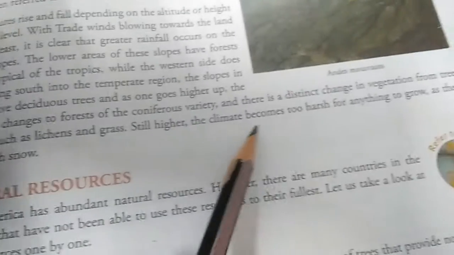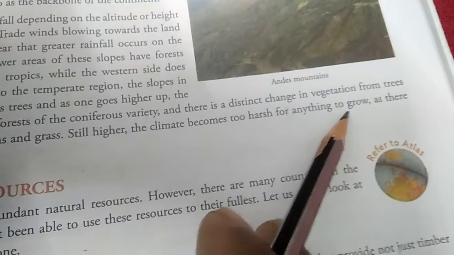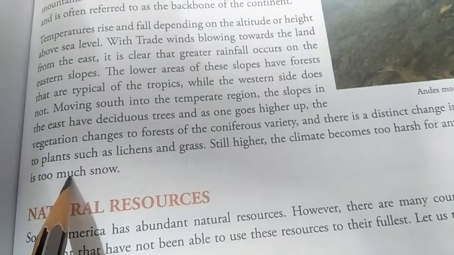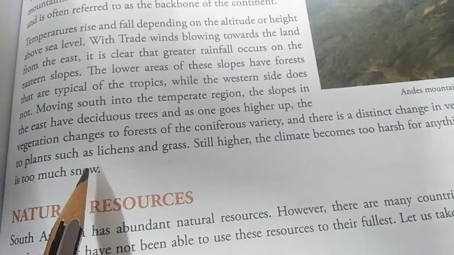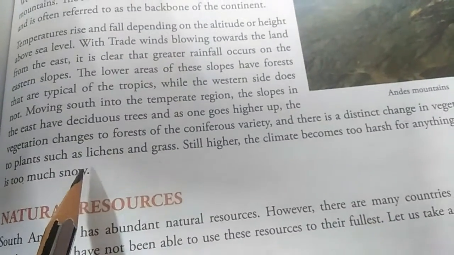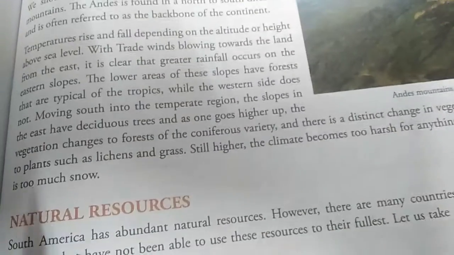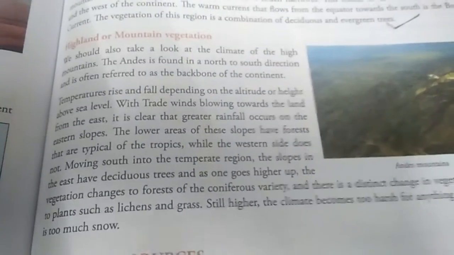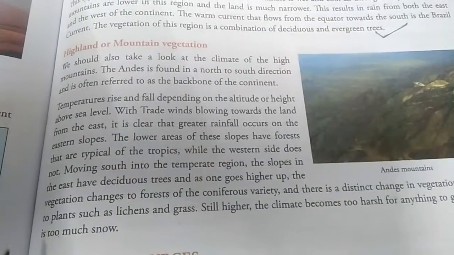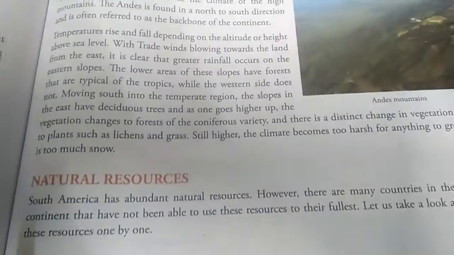Still higher, the climate becomes too harsh for anything to grow because it is very cold, as there is too much snow. So it is too cold, and it is covered with snow. So over there no vegetation is found. So this is about the highland or mountain vegetation of the Andes mountain.